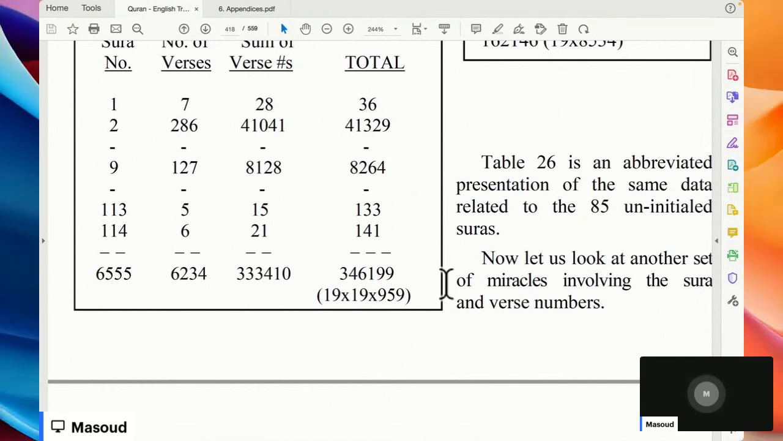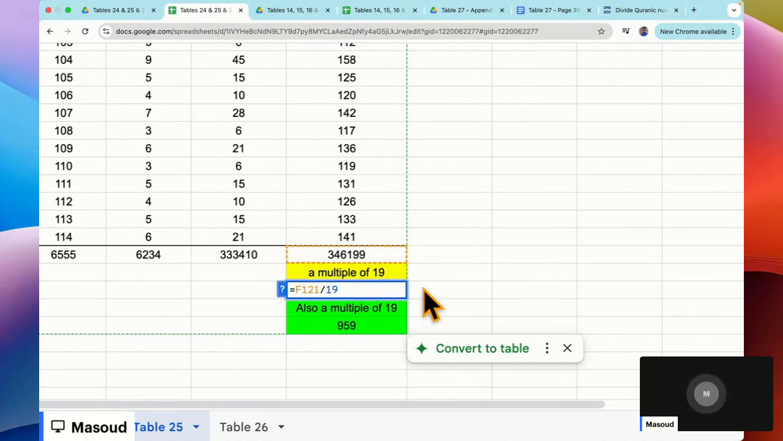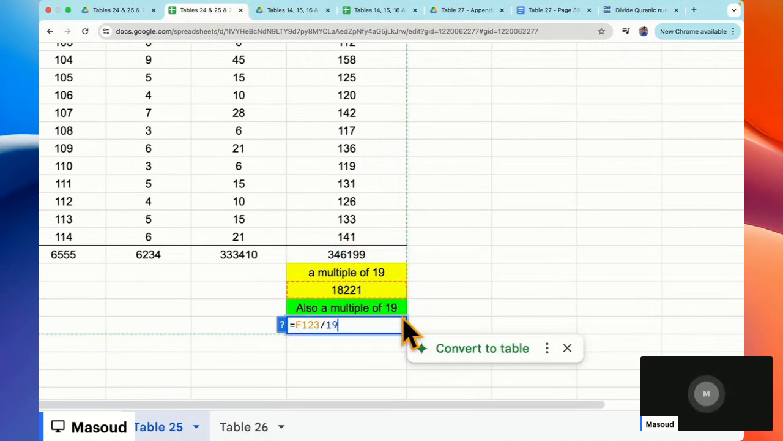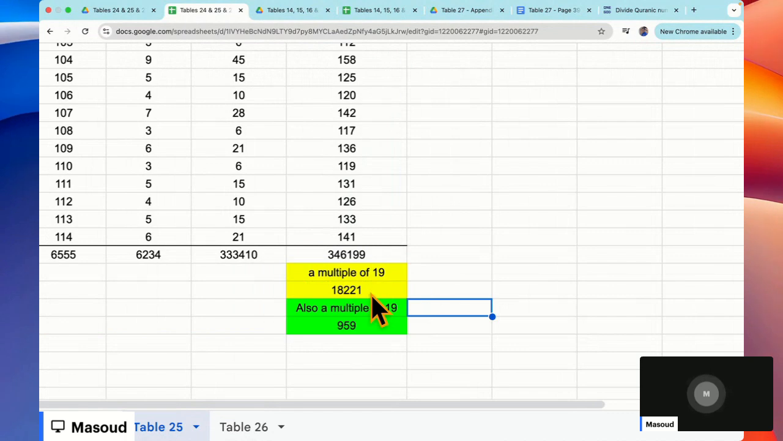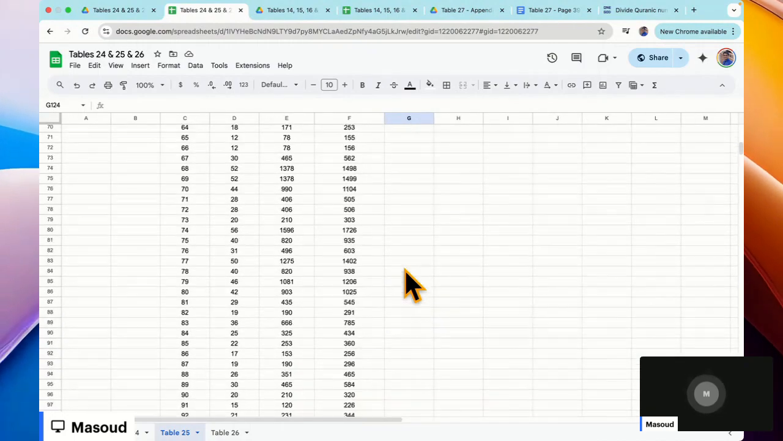And that is 19 times 19 times 959. And we have it here, 2 times a multiple of 19. So this is 1 time, and this is 2 times. So basically that would be 19 times 19 times 959. SubhanAllah. This is absolutely fantastic for all the surahs in the Quran.